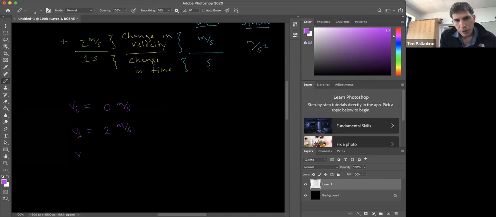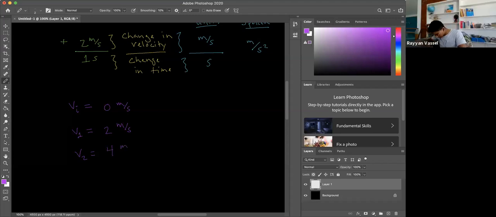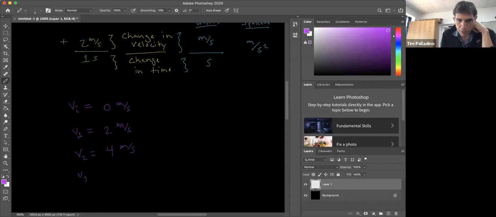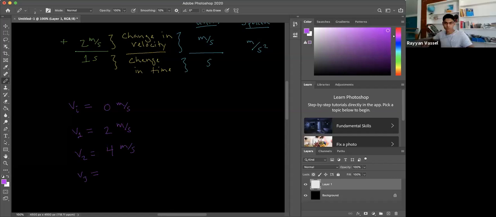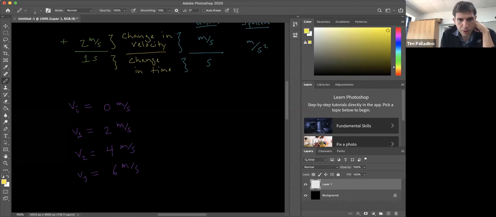After 1 more second, so I'm going to call this V2, how fast do you think it will be going? So it's going to go from 0 to 2, and then what do you think the next is? 4. Very good. 4 meters per second. How about after 1 more second? So it's like 3 seconds. What do you get? 8. Not 8. 6. 6 meters per second.